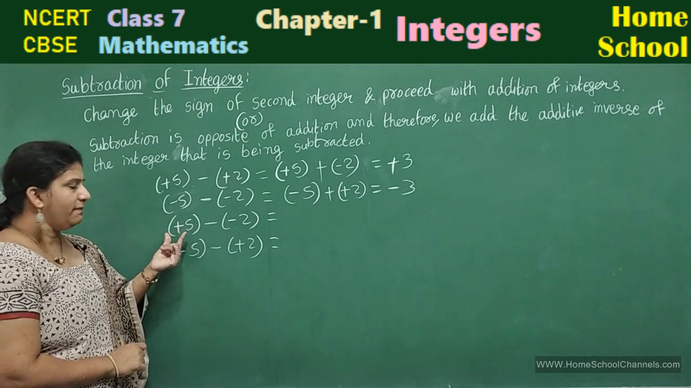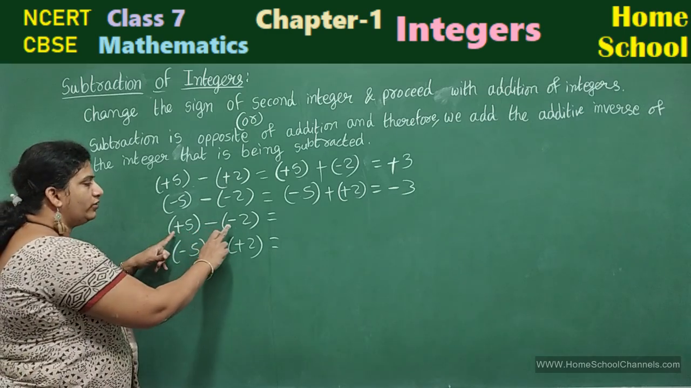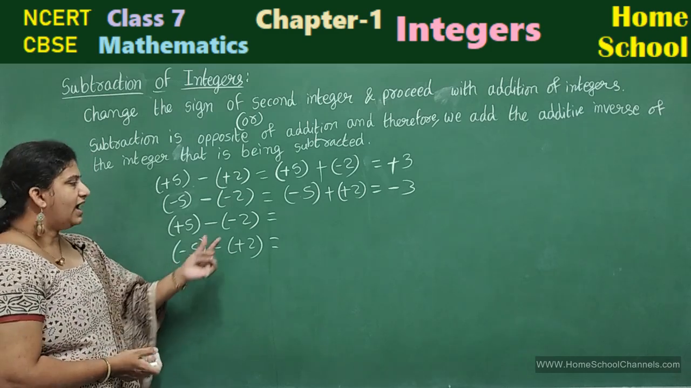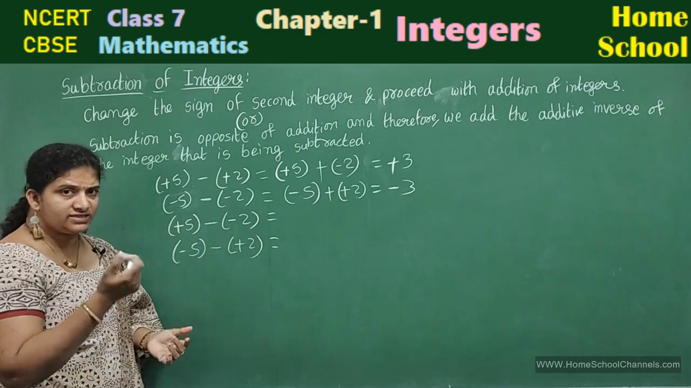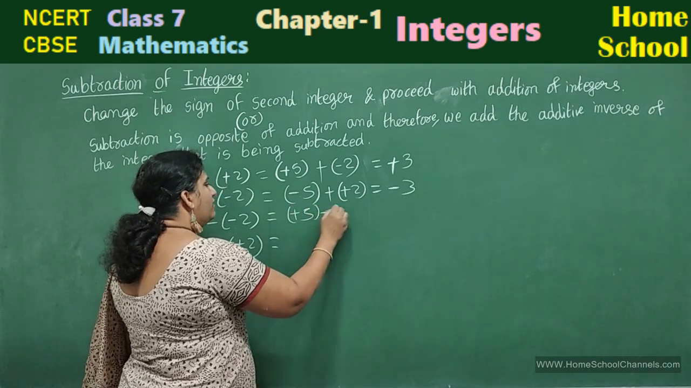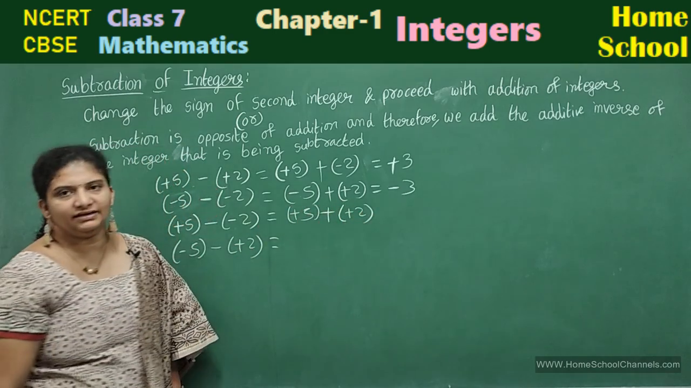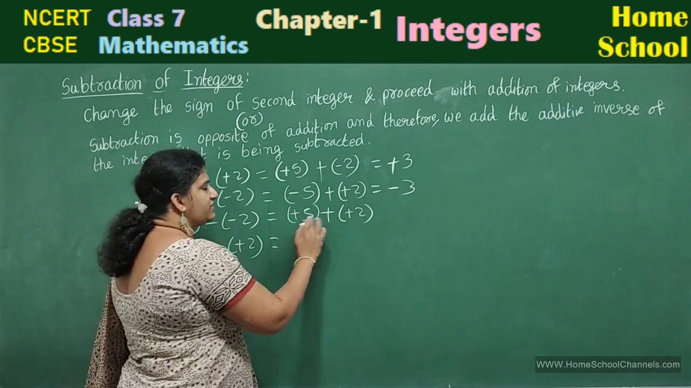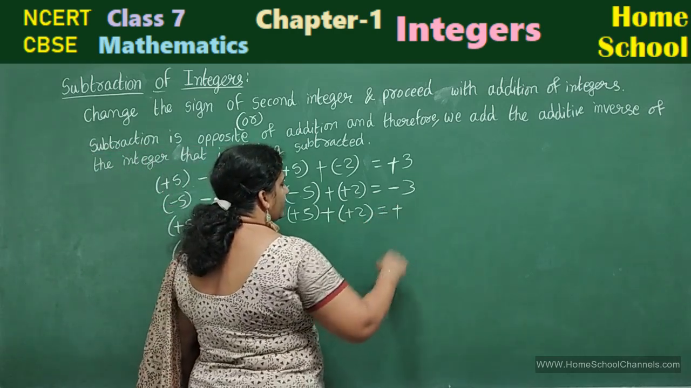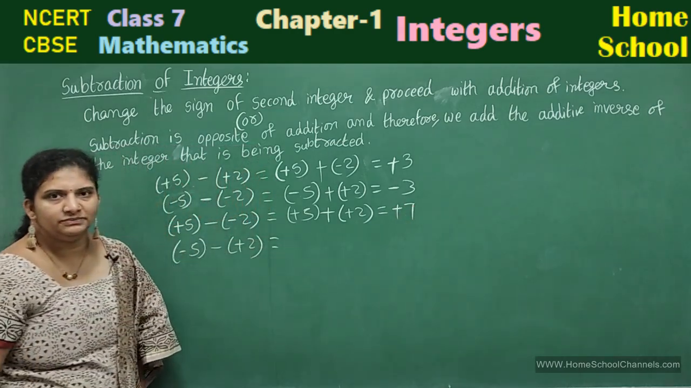In the same manner, plus 5 minus of minus 2. Two different signs you have, and the second number changes its sign: plus 5, minus 2 becomes plus 2, and add that number. Now again, plus 5, both are positive, so take the positive sign and add the numbers.